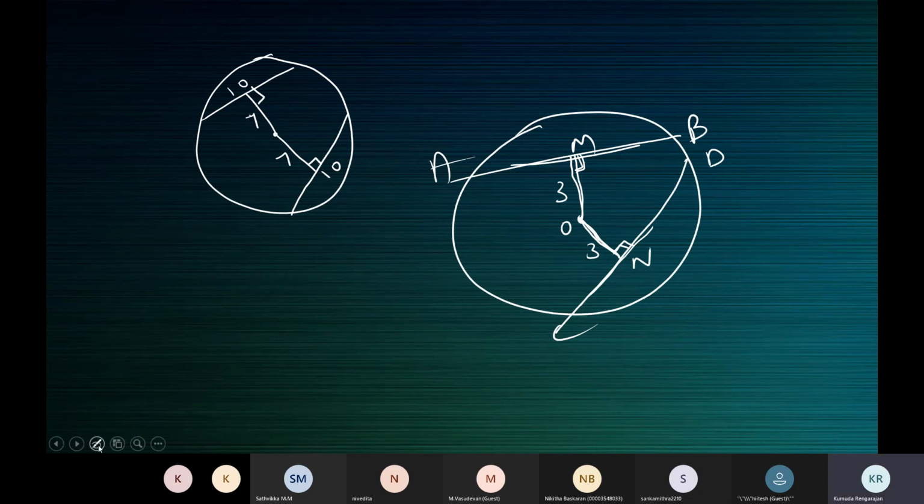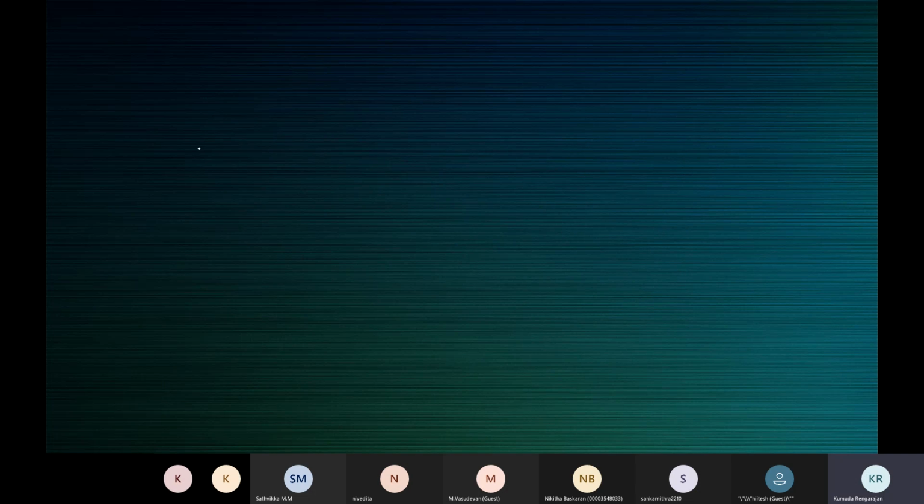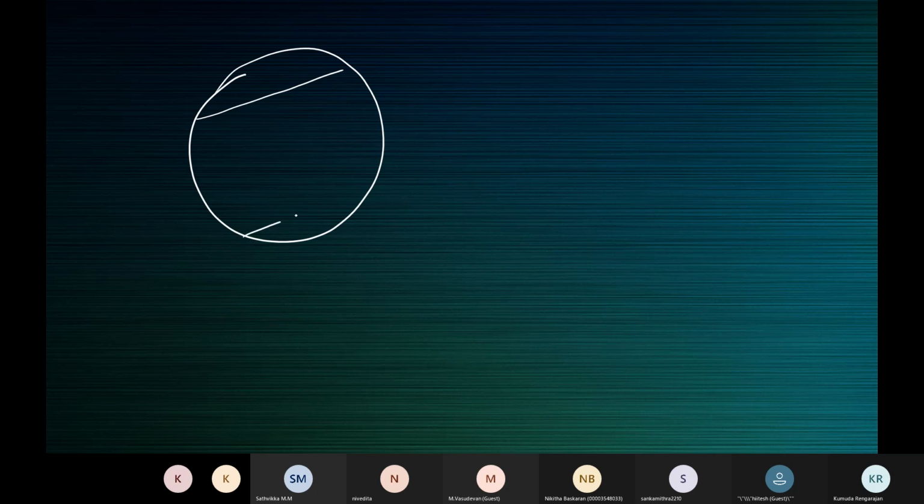Then equal chords subtend equal angles at the center. If these two chords are equal, then they'll subtend equal angles at the center. This angle is equal to this angle. If this chord is equal to this chord, then this angle is equal to this angle.